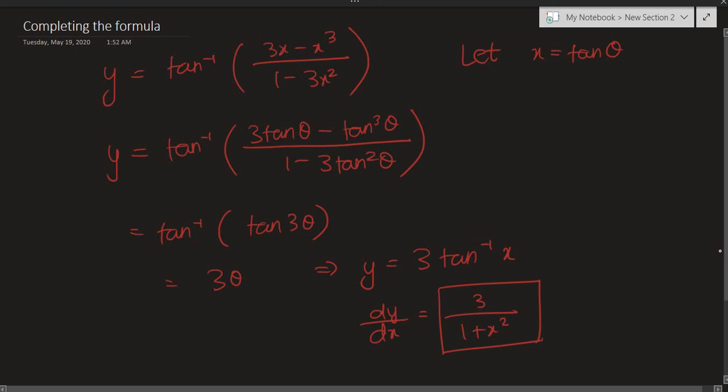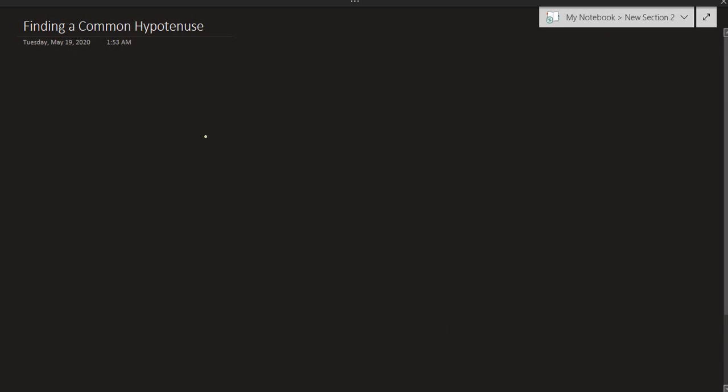So hopefully you can see when standard substitution fails and when we can totally use it. But you have to know your trigonometric identities really well to master these types of questions. I said that before. So this is the last type that we're going to deal with, which is called finding the common hypotenuse.